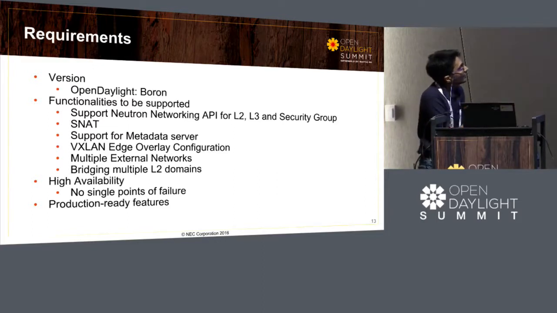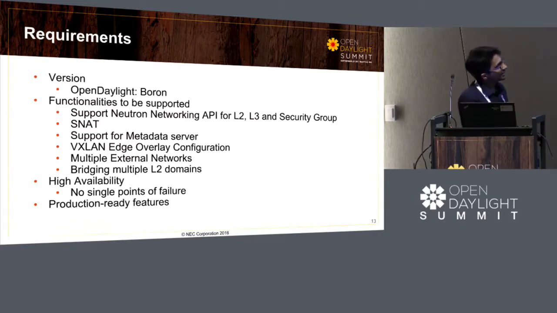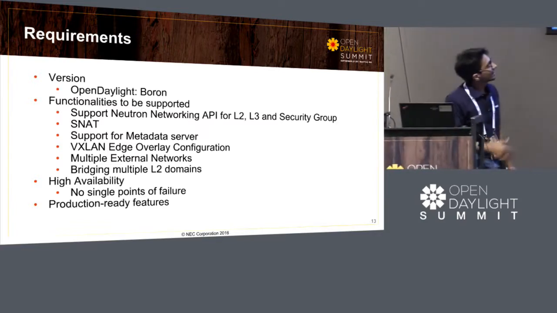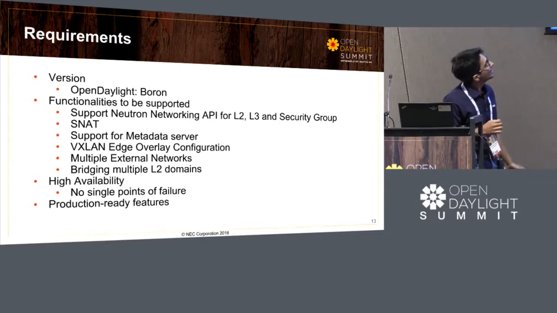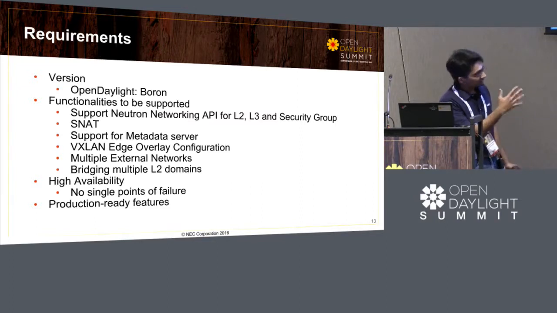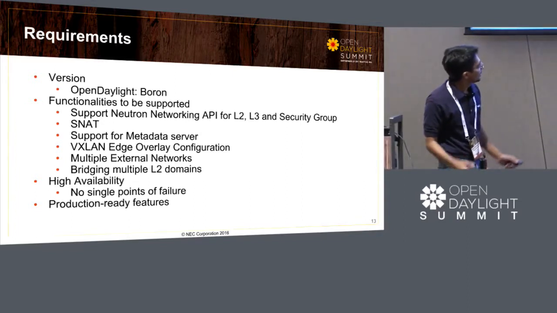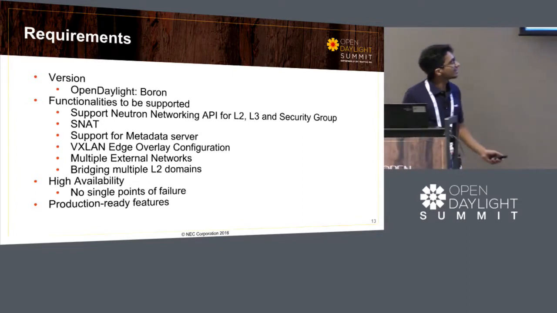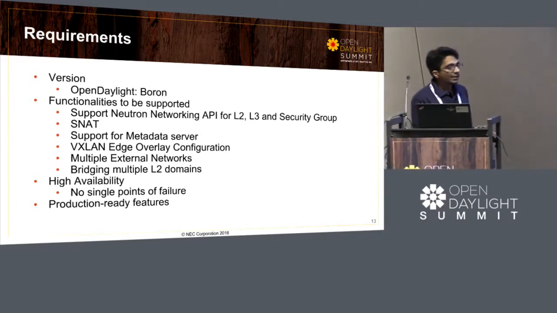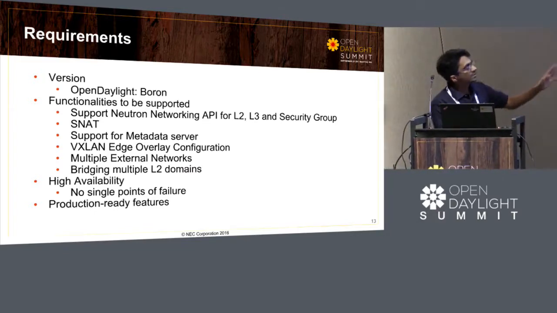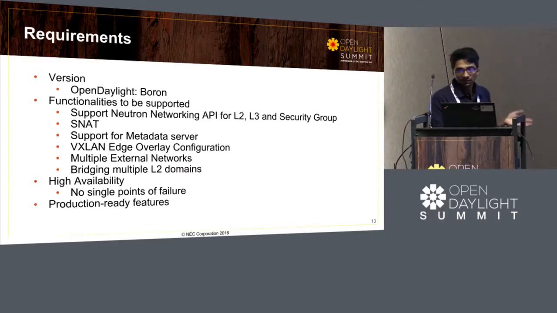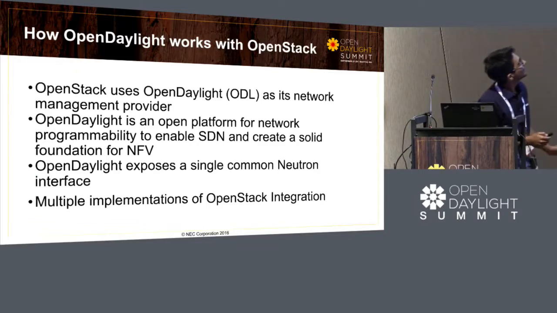Basically, the first one is basic L2, L3 and security group support for OpenStack, and then SNAT and support for metadata, and then VXLAN and edge overlay, and multiple external networks and bridging multiple L2 domains. So these were the list of requirements that we wanted OpenDaylight to support for the particular use case that we are targeting. And finally, of course, we wanted stable features with OpenDaylight, which anyone would require.